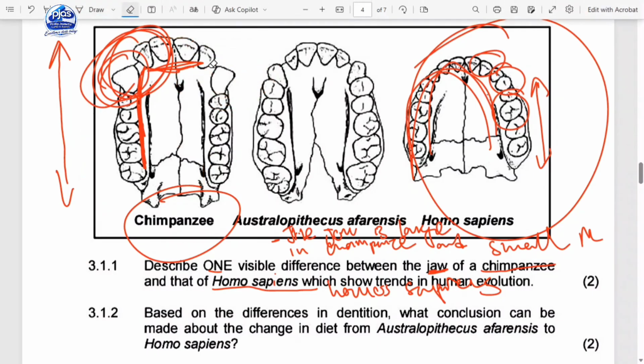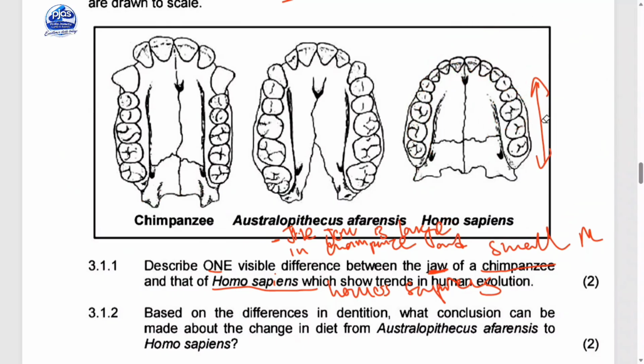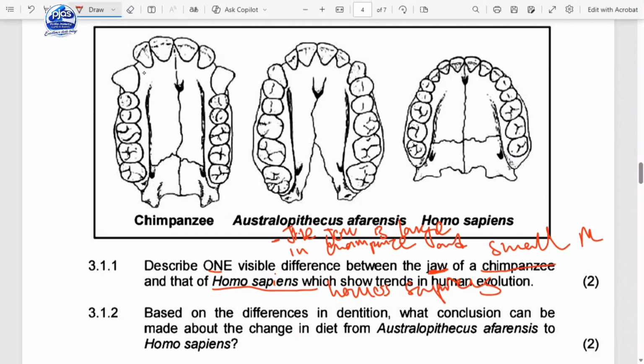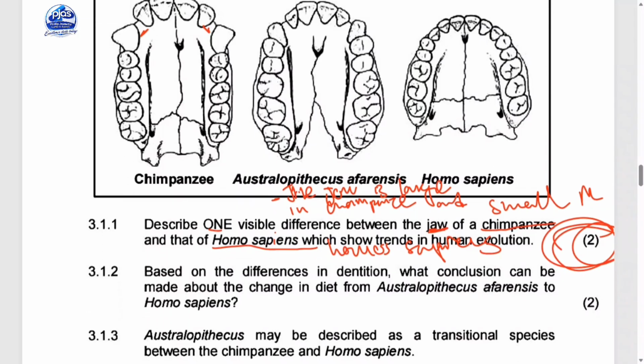And the rest of the things that I've said, you can mention. The canines also: in chimpanzee we have larger canines, while in Homo sapiens we have smaller canines. In chimpanzee we also have the presence of diastema, the gap, while here we don't have diastema, meaning there are no spaces in Homo sapiens. You can also talk about the shape of the jaw, which is rectangular, while this one is rounded. Then automatically you take those 2 marks.